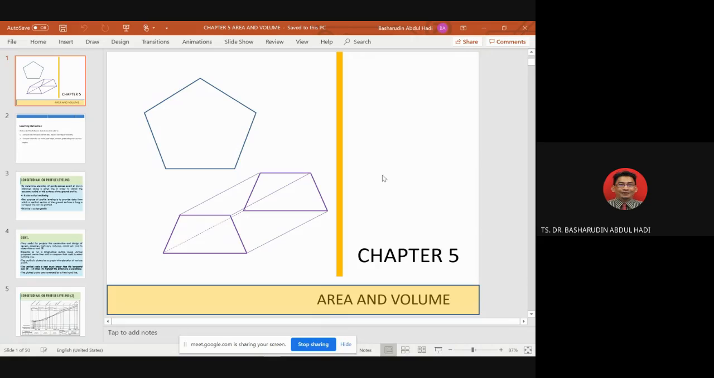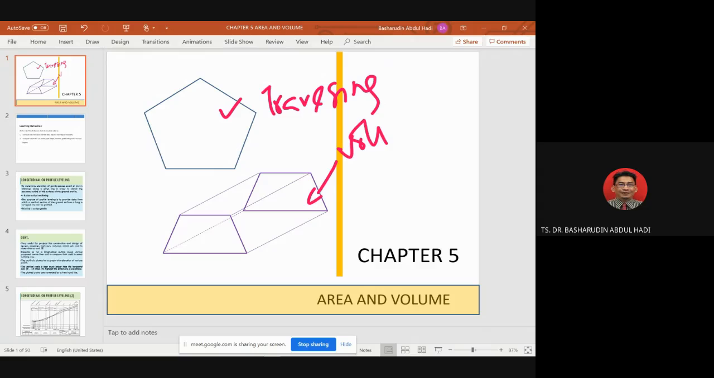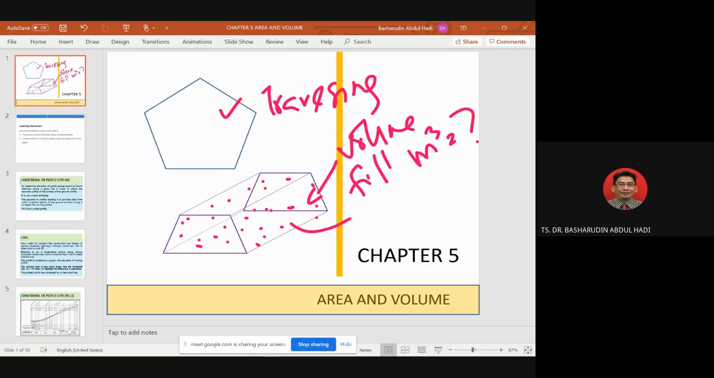Number one, if you can see this drawing, this one is the area for traversing, right? And this one is, maybe you want to know the volume. Volume of what? Cut or fill? It is fill. So how many cubic meters of soil do you need to fill up this area? And actually this is a road construction. So here we call it embankment. This one is a process of filling up. It's not cutting, it's filling up.